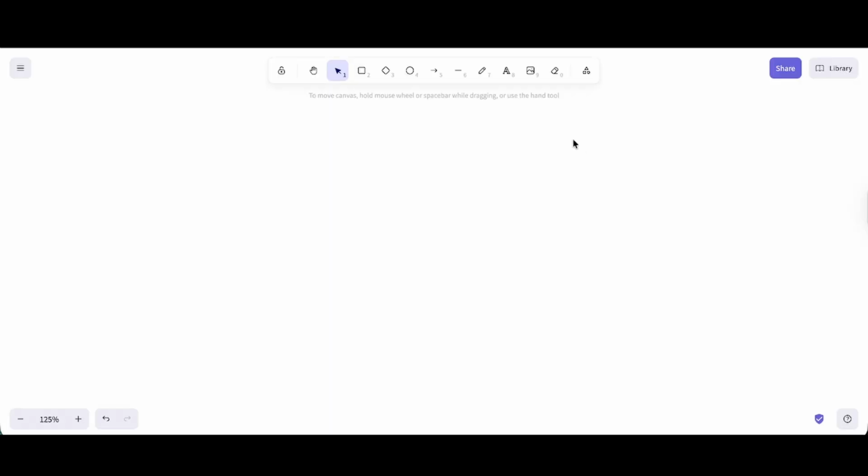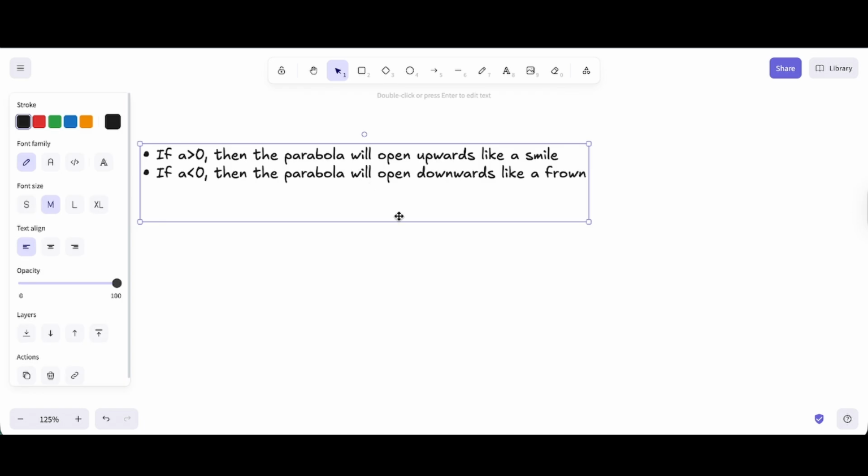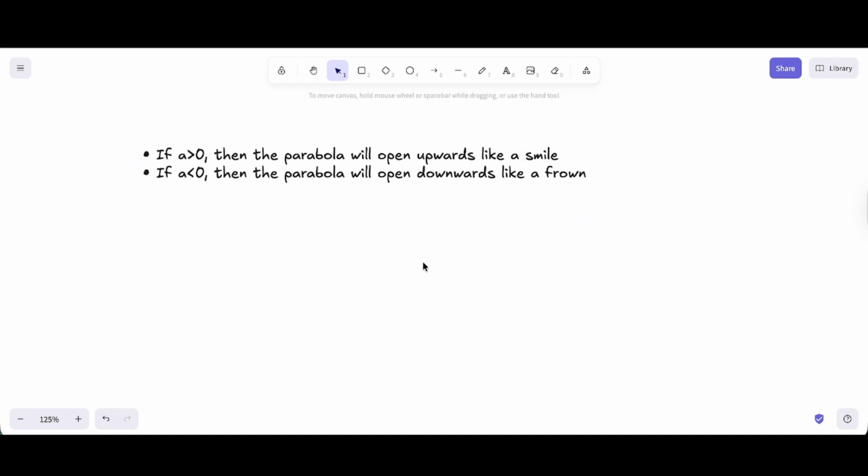When you graph a quadratic equation, you get a curve called a parabola. If a is more than 0, then the parabola opens upwards like a smile. However, if a is less than 0, then it opens downwards like a frown. But why does this happen? It all comes down to a, the coefficient of x squared.